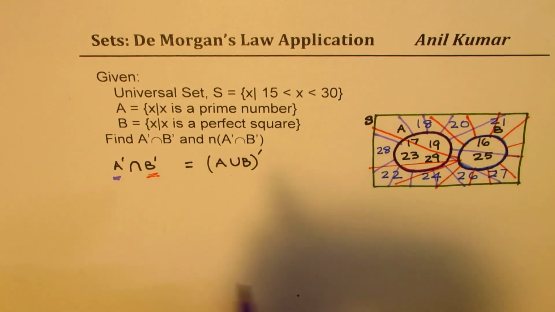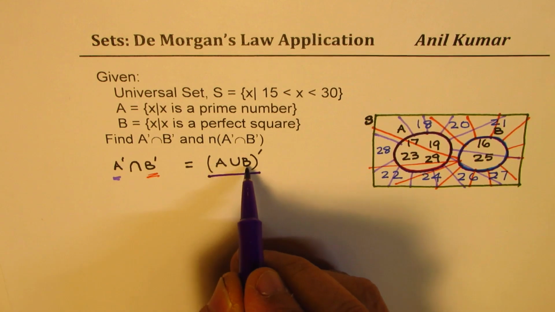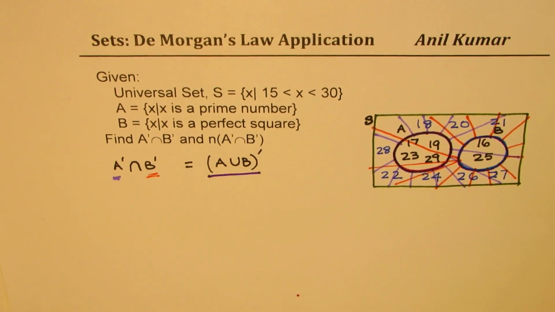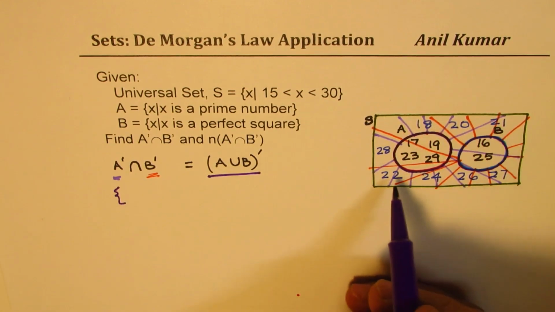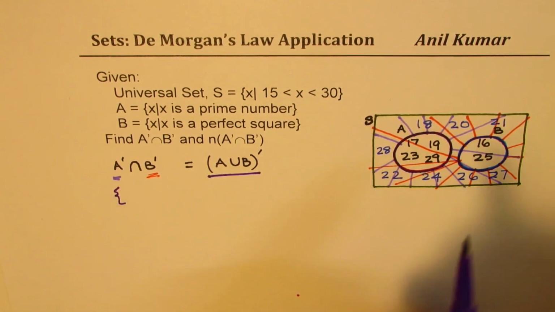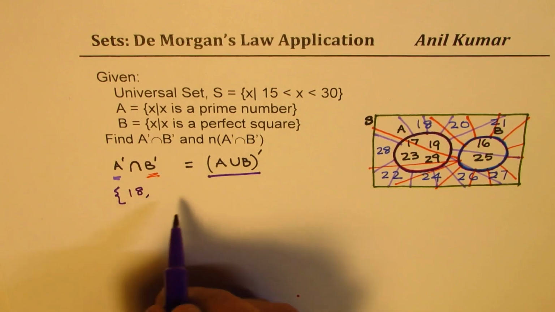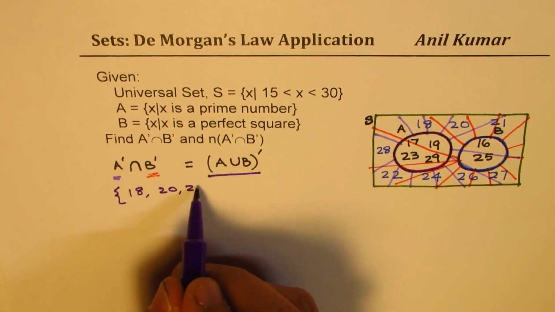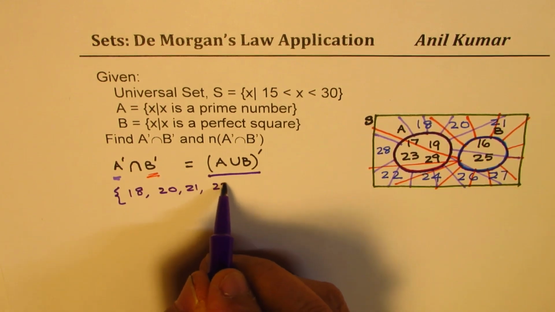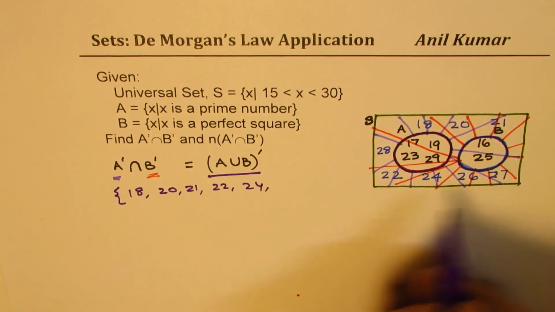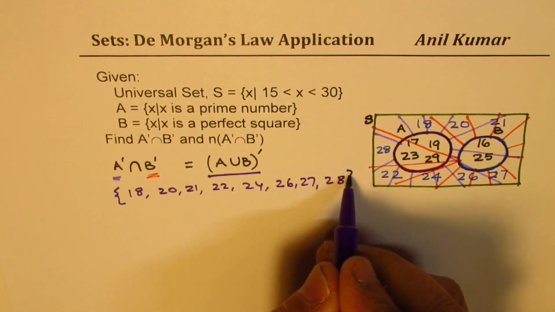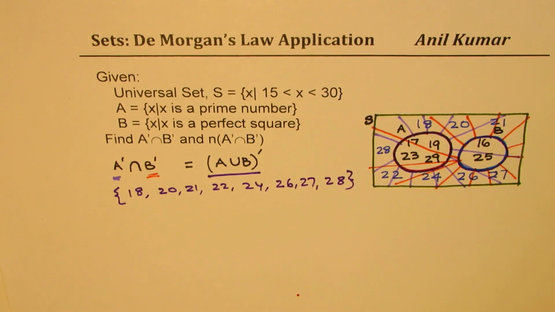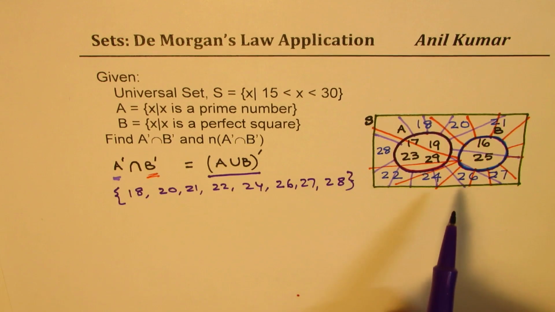So outside this, that is the meaning of A union B complement. Does it make sense to you? So we could write this as all these numbers which are outside, and so these numbers are 18, 20, 21, 22, 24, 26, 27, and 28. Does it make sense? So that is how you get this. Perfect. So you could get it by making the Venn diagram or otherwise.